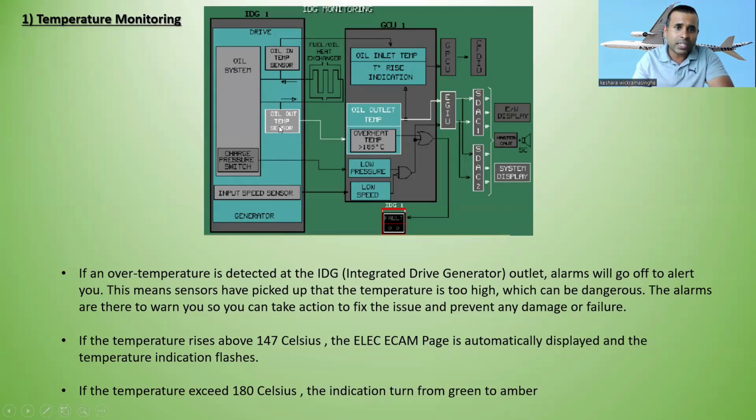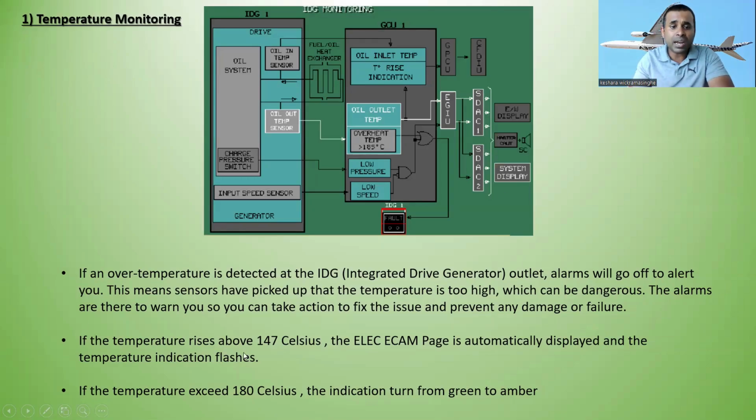You can see the oil temperature sensor detects, and then sends a signal for the oil outlet temperature. Then it goes to the engine indication unit, then to step 1 or sometimes step 2, and then it shows in the system display.